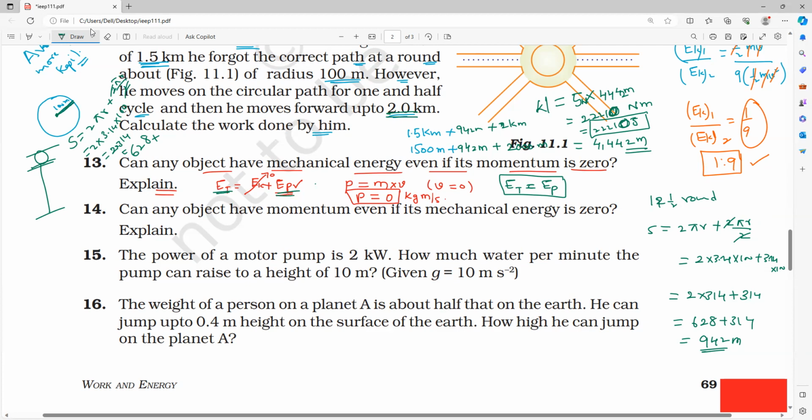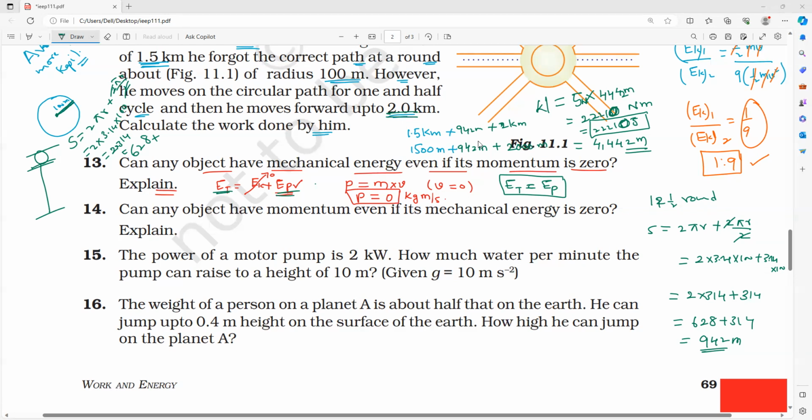Yes, one doubt, sir. What if the mass becomes 0, sir? If mass becomes 0, matter does not exist. Do you understand? Matter does not exist if mass becomes 0. Clear? Very, very interesting question. Very important question also. Clear, everybody?